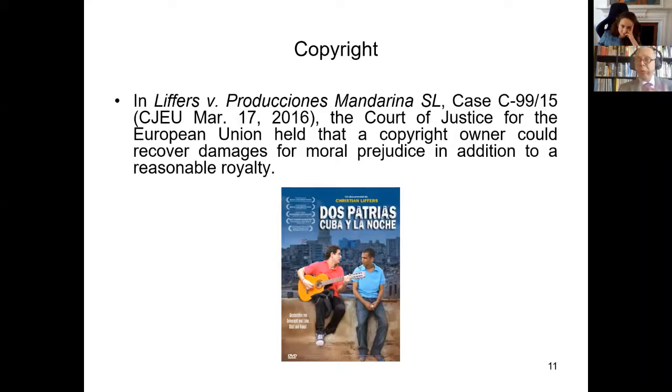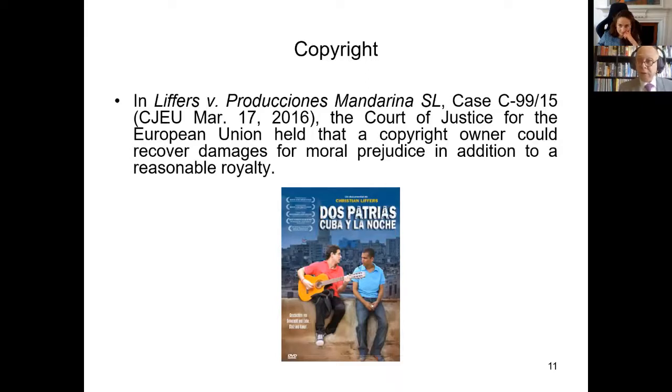And so Liffers took offense at what he viewed as the misuse of his work, the unauthorized use of his work. So he filed suit in Spain, both for copyright infringement, but also for violation of his moral rights. So really two causes of action. Anyway, the Court of Justice for the European Union was tasked with the question of whether or not, just on the copyright side, it would be appropriate to award economic damages, a reasonable royalty for the unauthorized use of the work, as well as damages for moral prejudice.